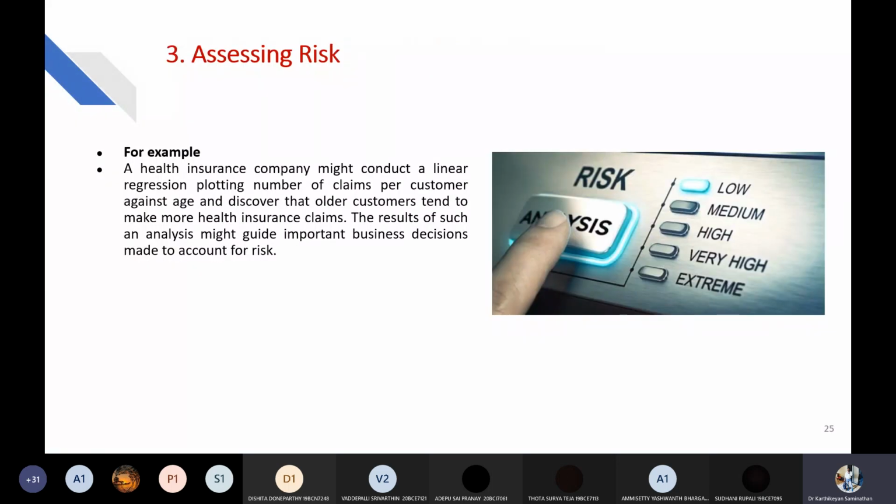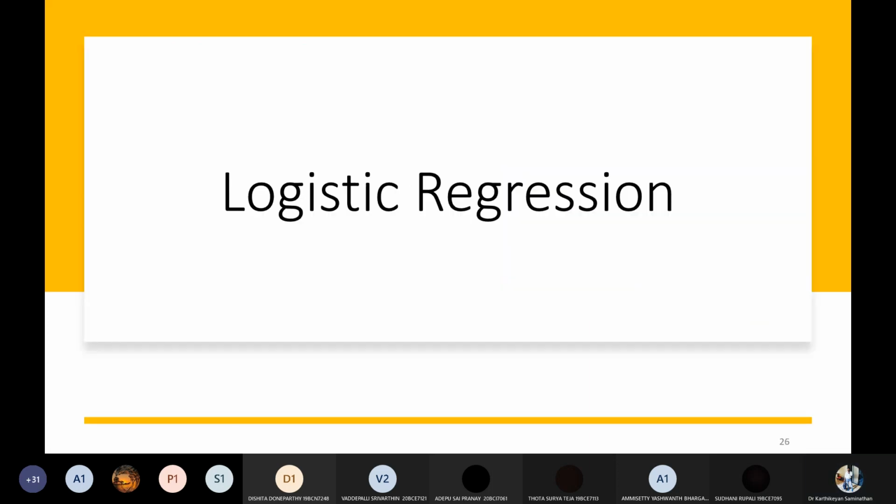Assessing the risk: in assessing risk, your health insurance company uses regression. That is what linear regression is all about.